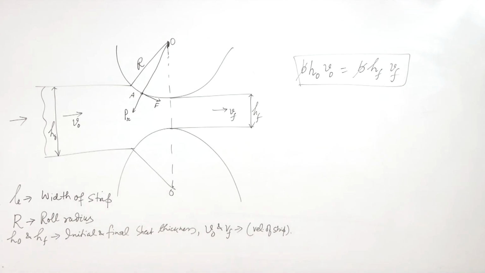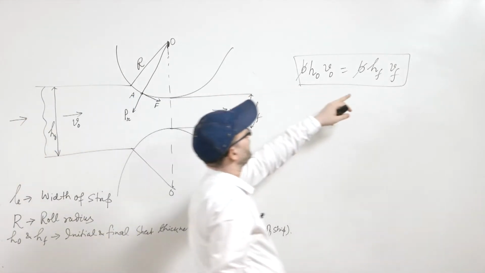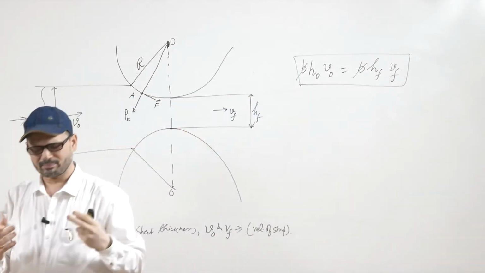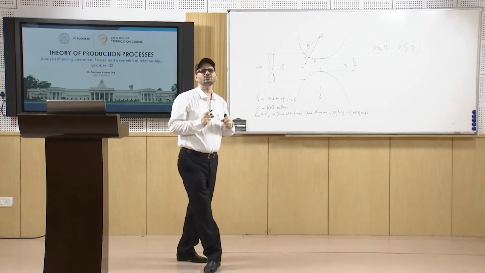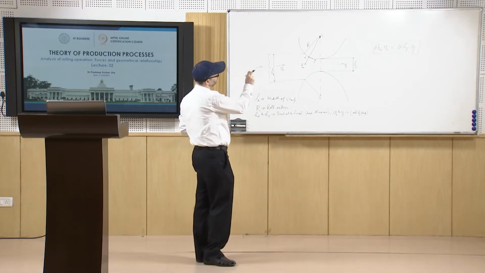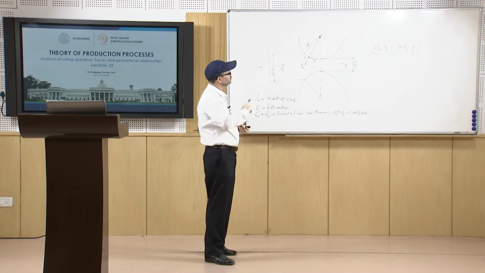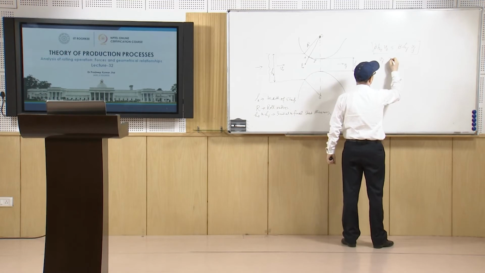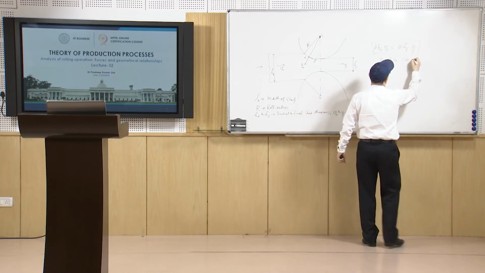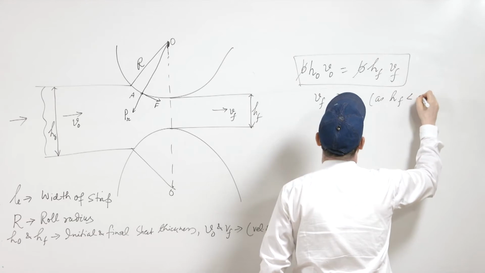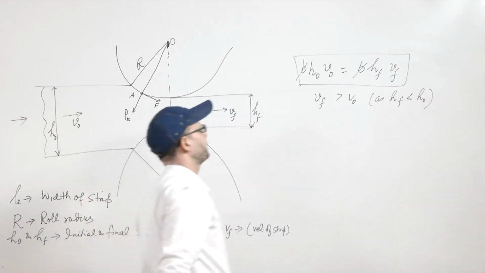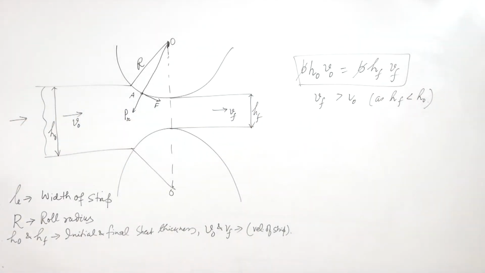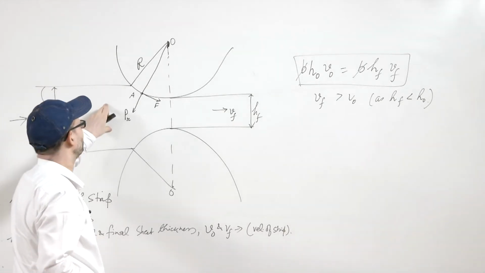So, what we see is that since h naught is more than h f, because in rolling your purpose is to reduce the thickness, it follows that v f will be more than v naught, as h f is less than h naught. Now, what is this velocity? This is the velocity of the strip, basically.